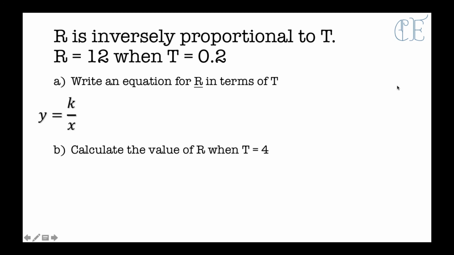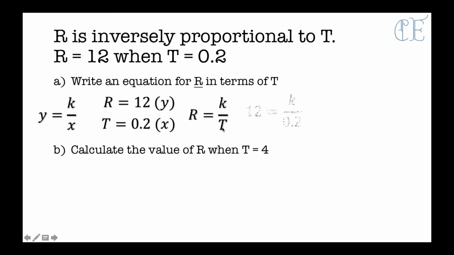Okay, if you've paused the video and had a go, you'll see that on this one I've underlined R to make sure that you remember that R must be at the beginning of your equation. So it must start with R equals K over T, because T is here. So R is 12, which is our Y value, and T is 0.2, which is our X value. So R goes where Y is, K goes where it normally goes, and T, which is where our X is, goes on the bottom. Now we can put our numbers in. So R is 12, and that equals K over 0.2.